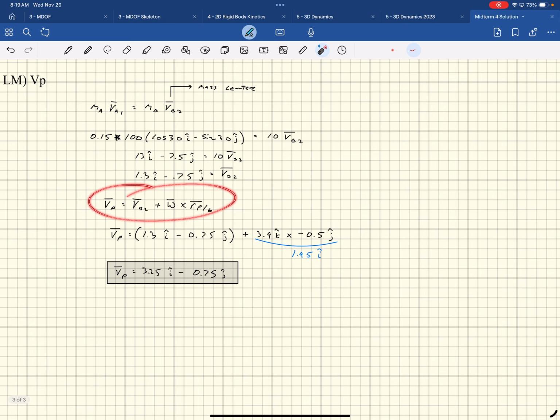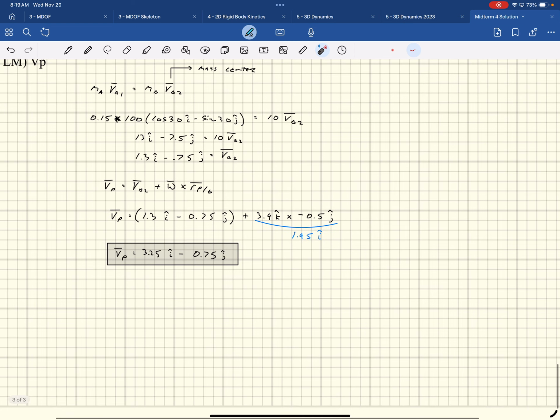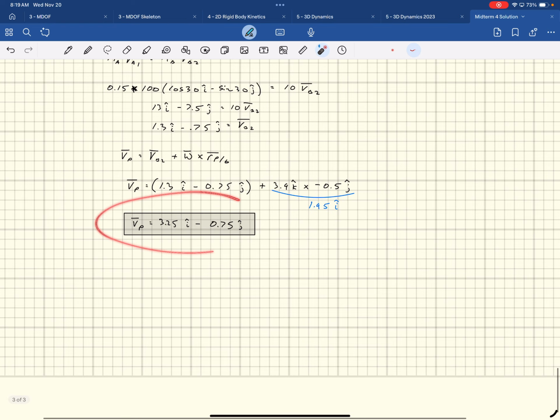So now I can take a step from VB2. I know what that is now. I can step from there down to VP with our relationship: VB2 plus omega crossed with RP as seen from G. And that's what I do. 1.3 in the I minus 0.75 in the J plus 3.9 in the K crossed with negative 0.5 in the J. And this is what I get for VP: 3.25 in the I minus 0.75 in the J.